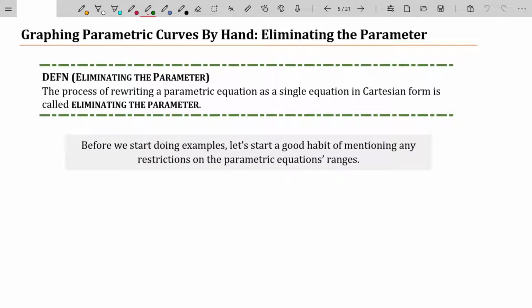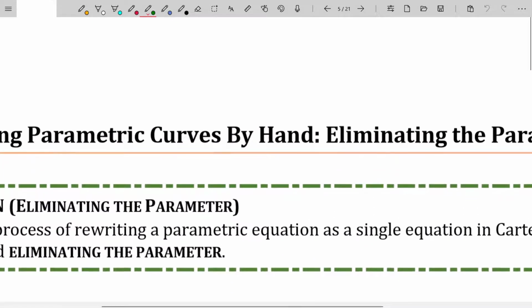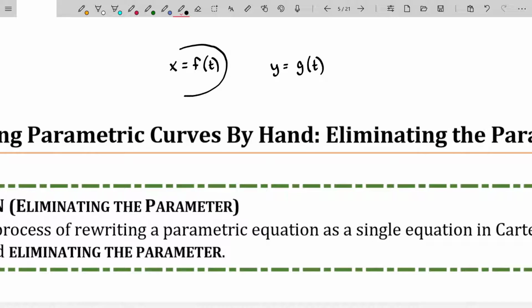But let's go ahead and start by doing something called eliminating the parameter. So remember that a parametric equation, or a set of parametric equations if you prefer, is a curve described by x equals some function of time and y is equal to some other function of time. It's an Etch-a-Sketch. One knob controls the x values and the other knob controls the y values.